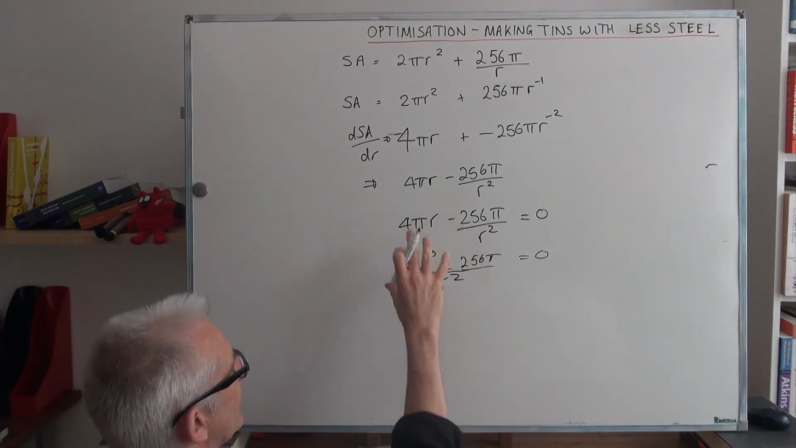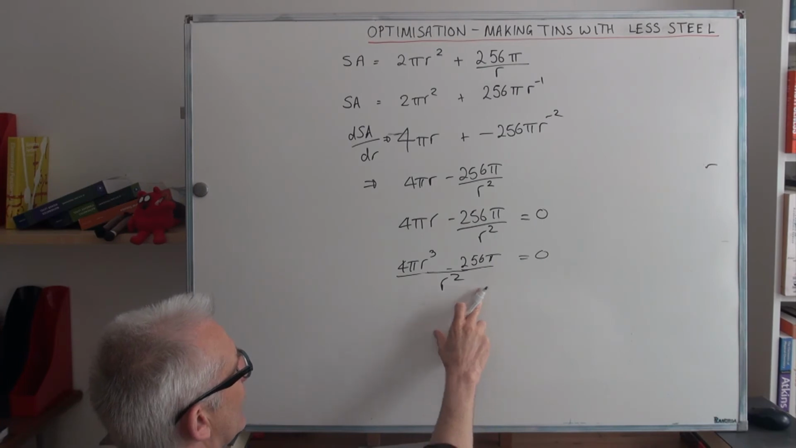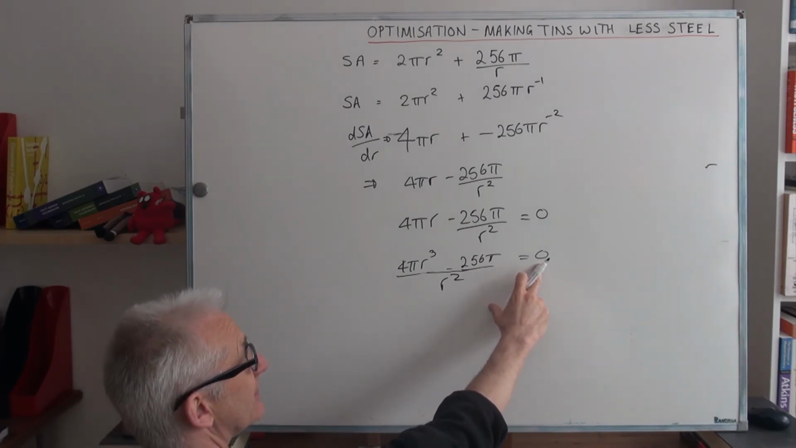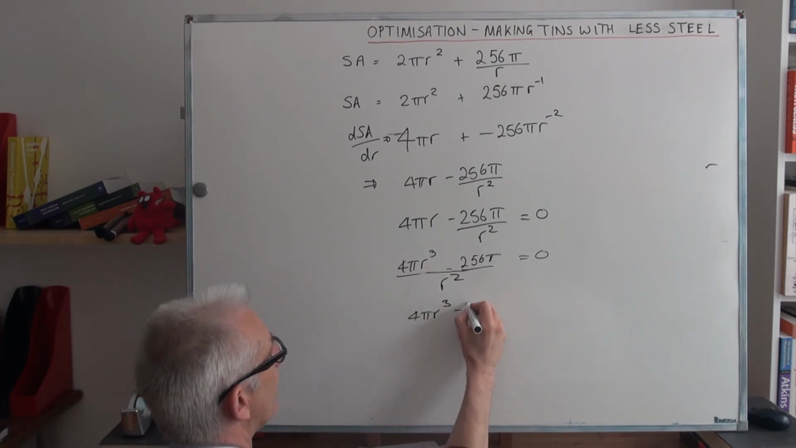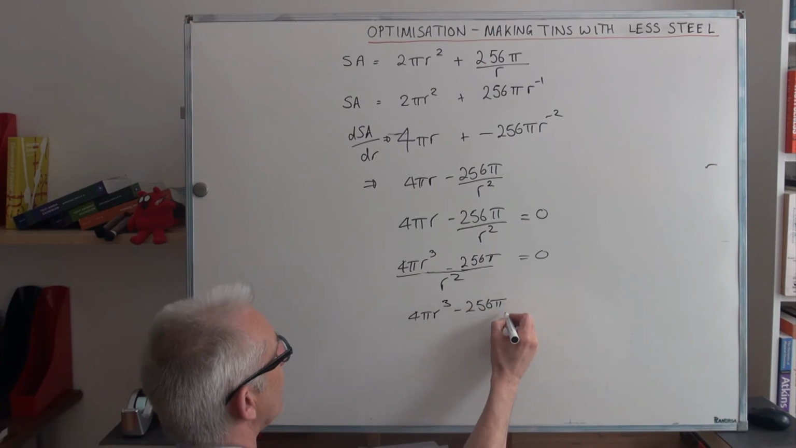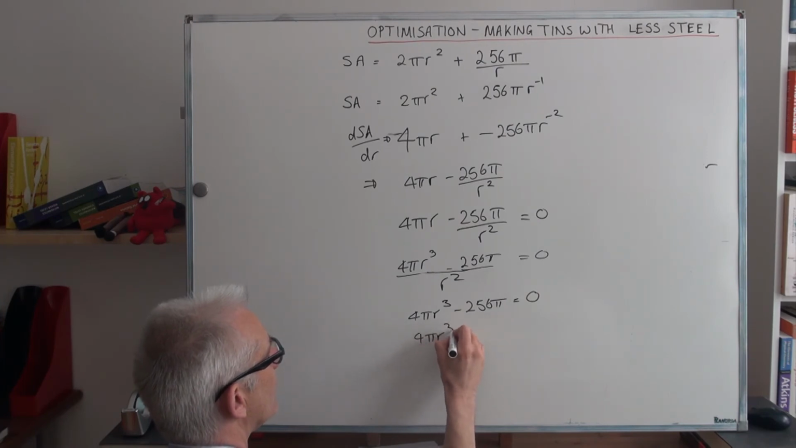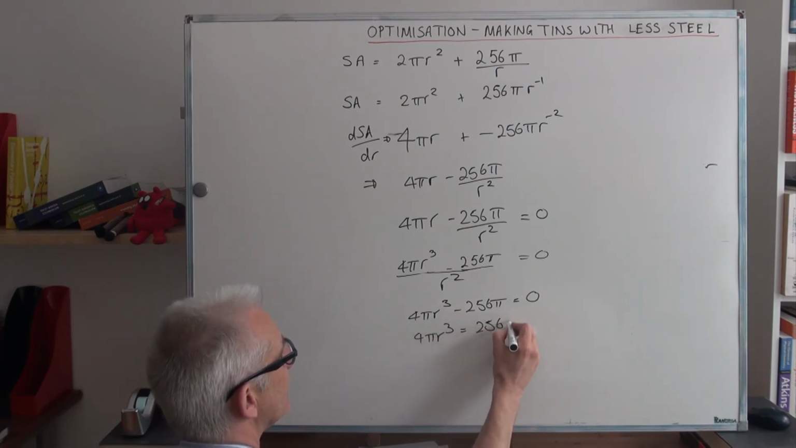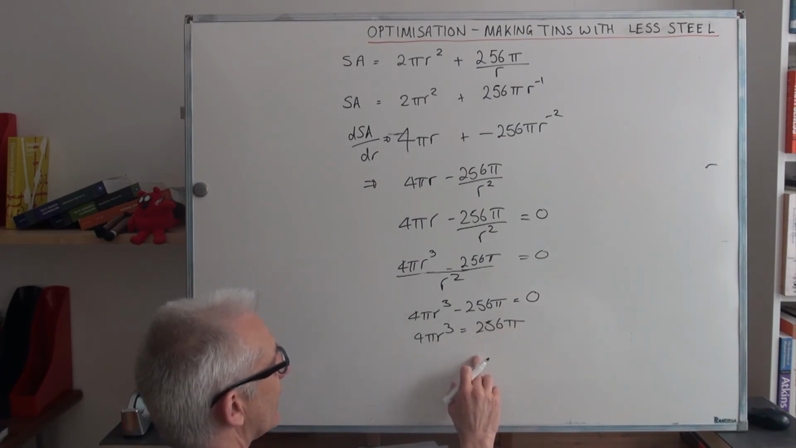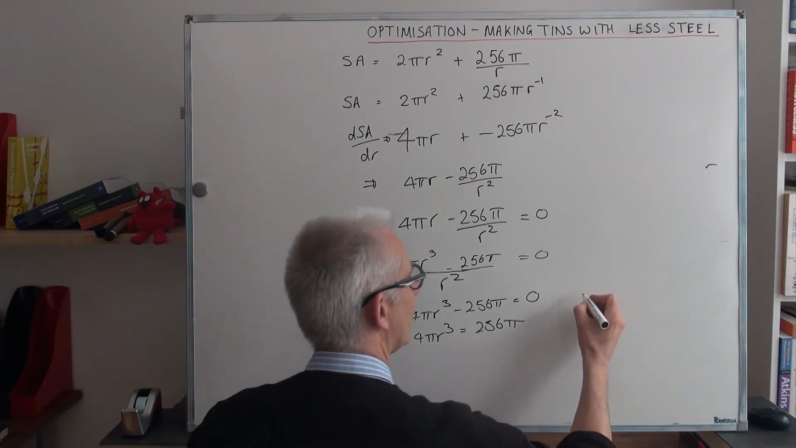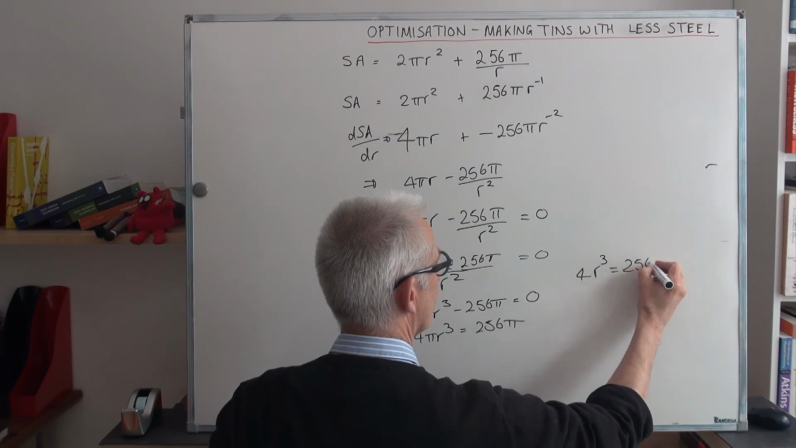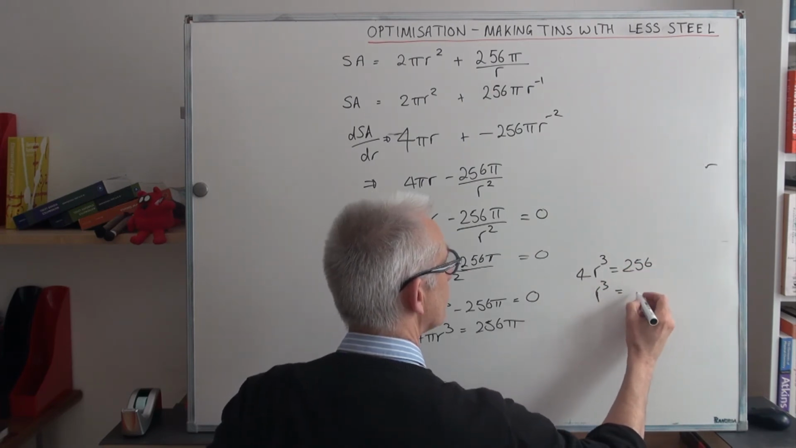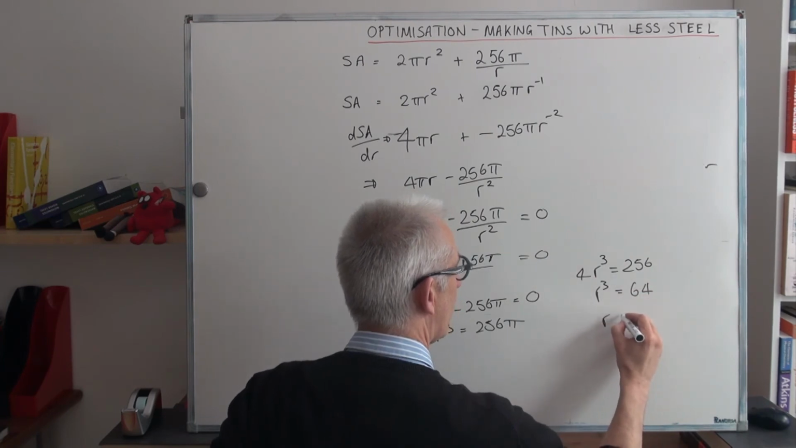If we want to simplify that, r squared goes to the top over here and it disappears because that's a 0 up there. And we're left with the statement that 4 pi r cubed minus 256 pi is equal to 0. 4 pi r cubed is equal to 256 pi. The pi is going to disappear on both sides. And we're going to be left with 4 r cubed equals 256. r cubed equals 64.